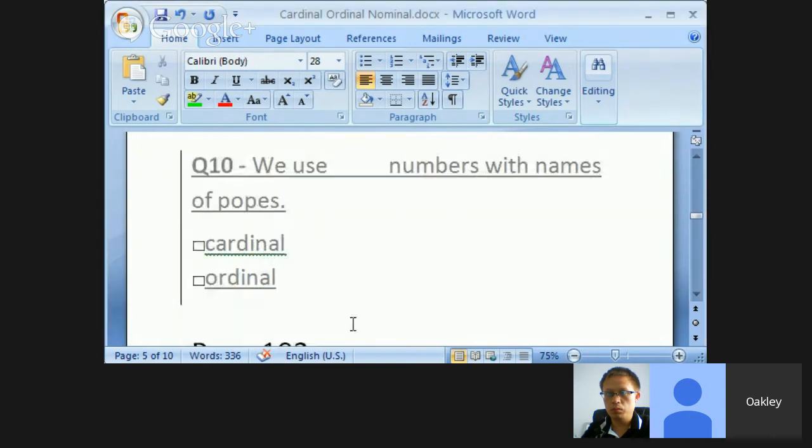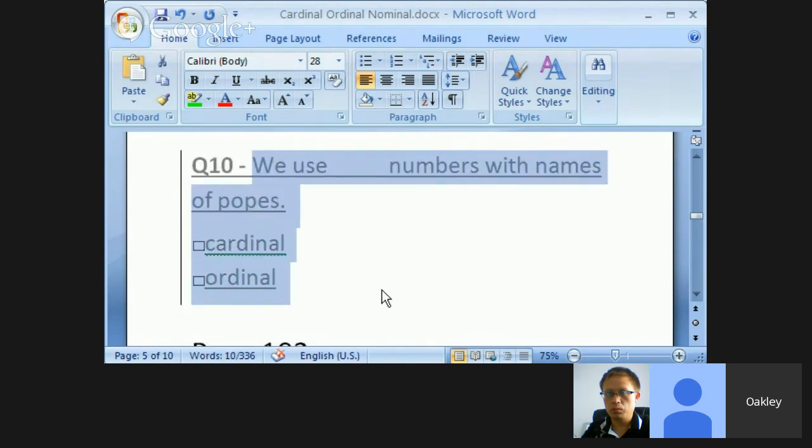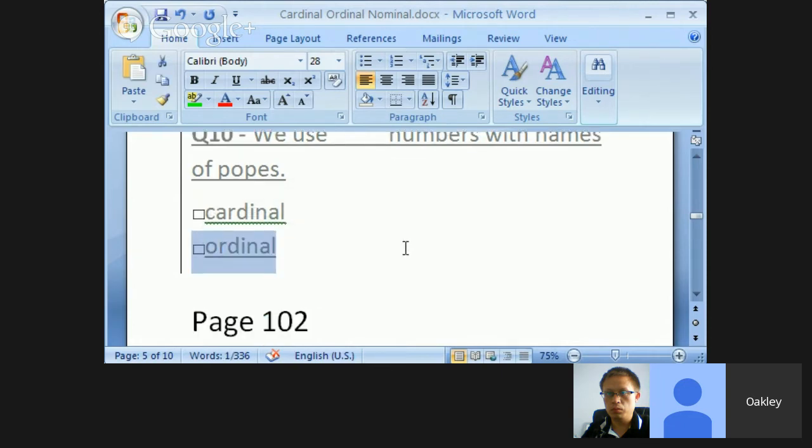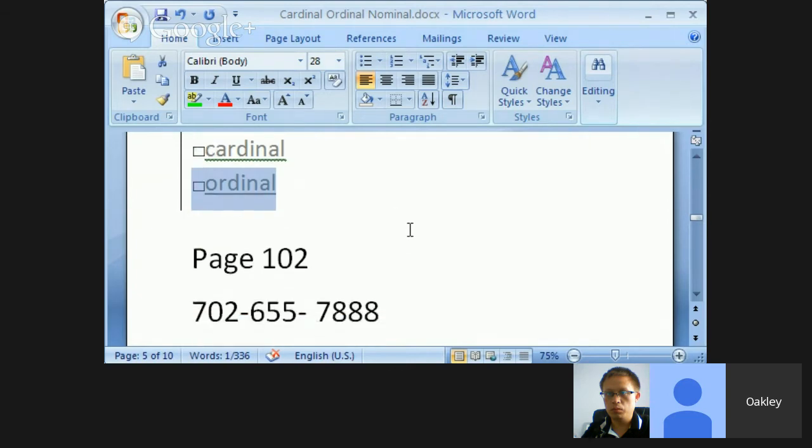Sure. Tatiana, we use what kind of names with cardinals and popes? Popes. Sorry. I think it is ordinal number. It is. Leo the Ninth. Like that. All right. Very good.